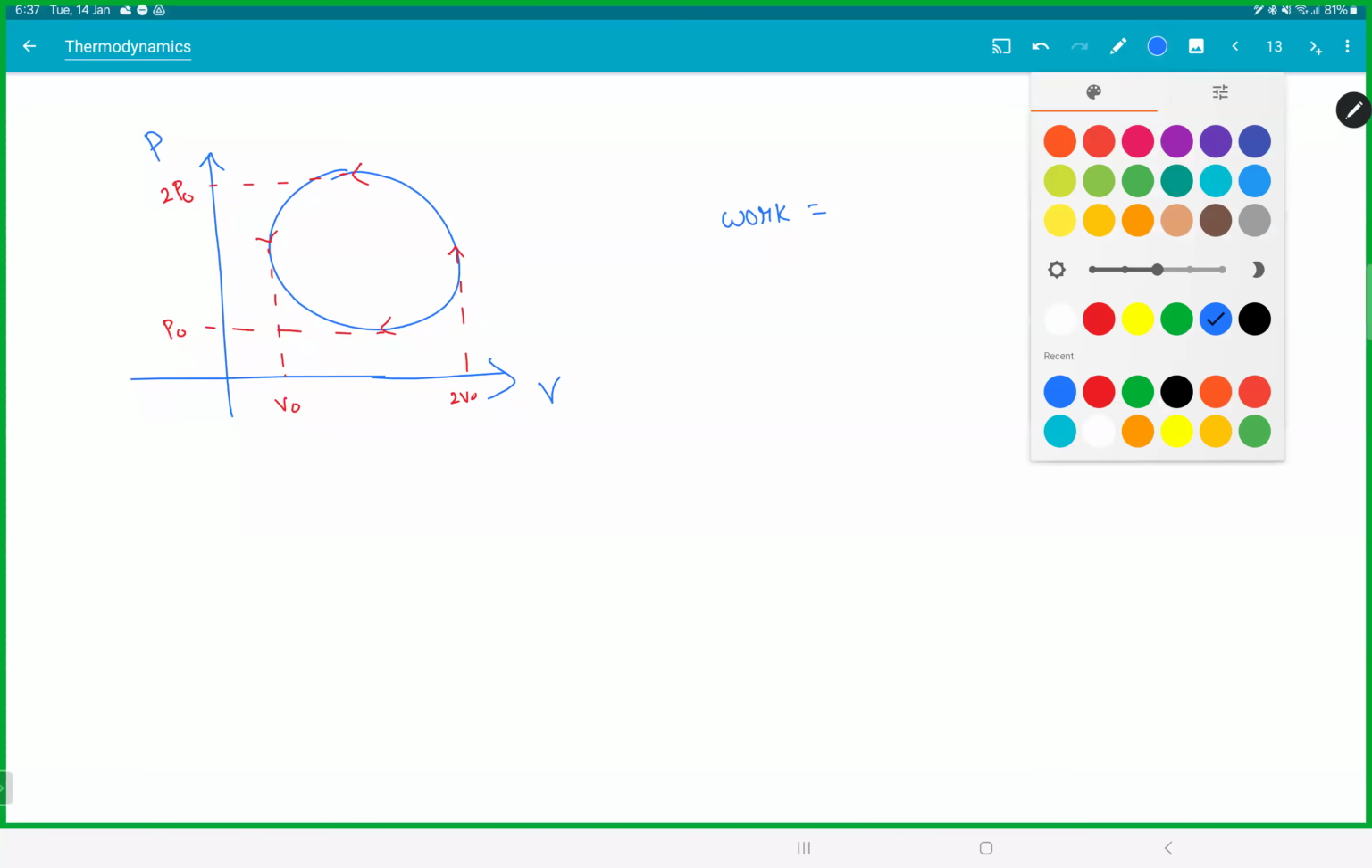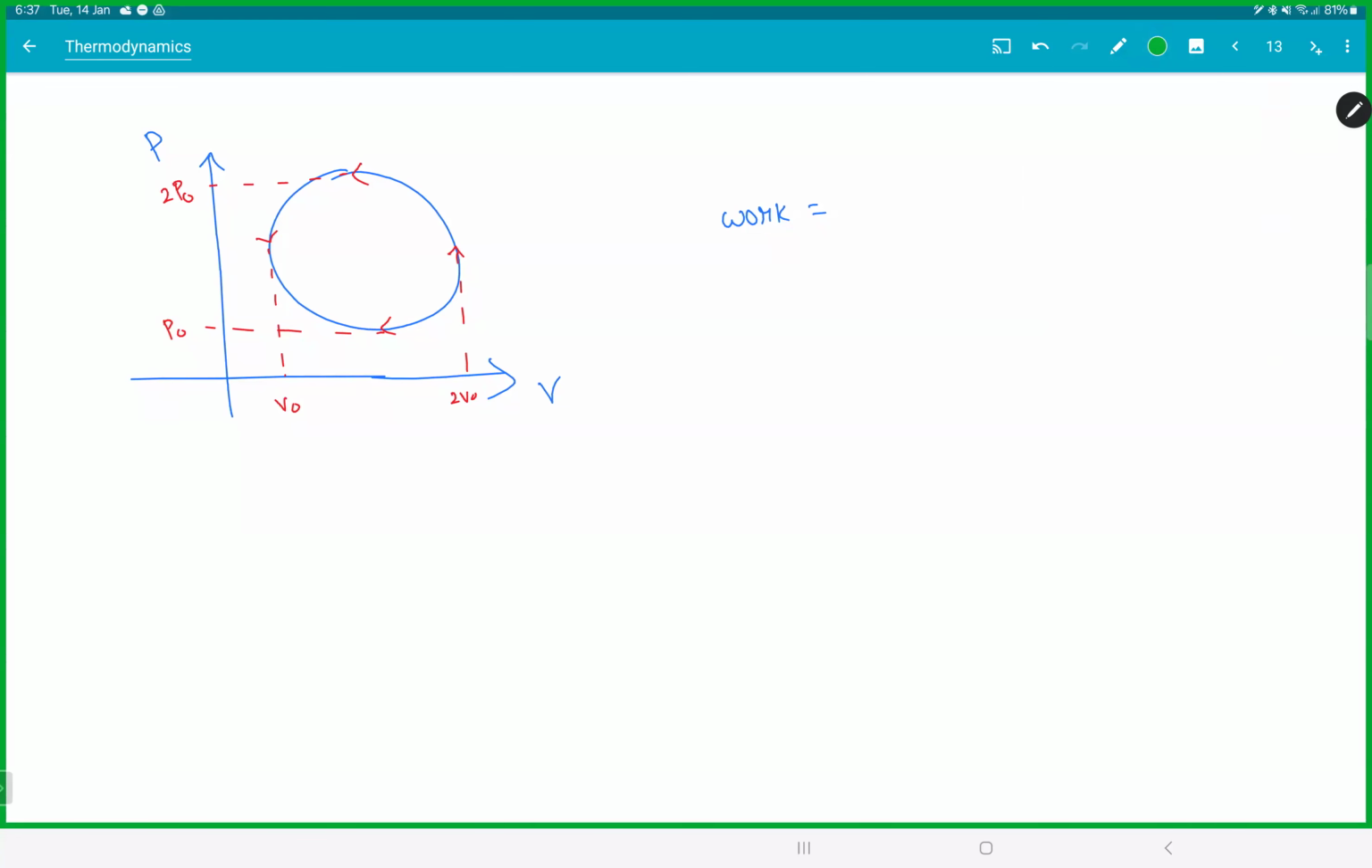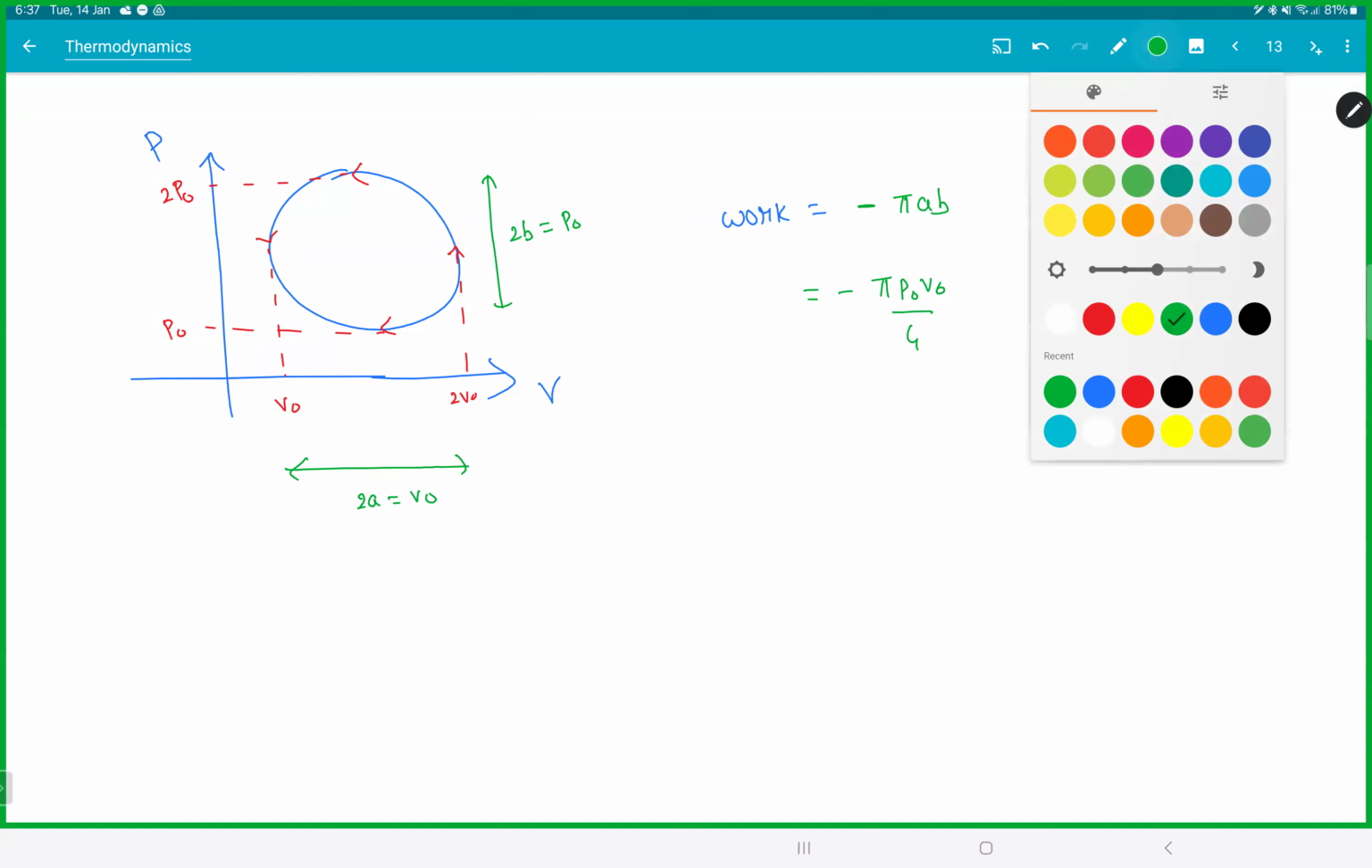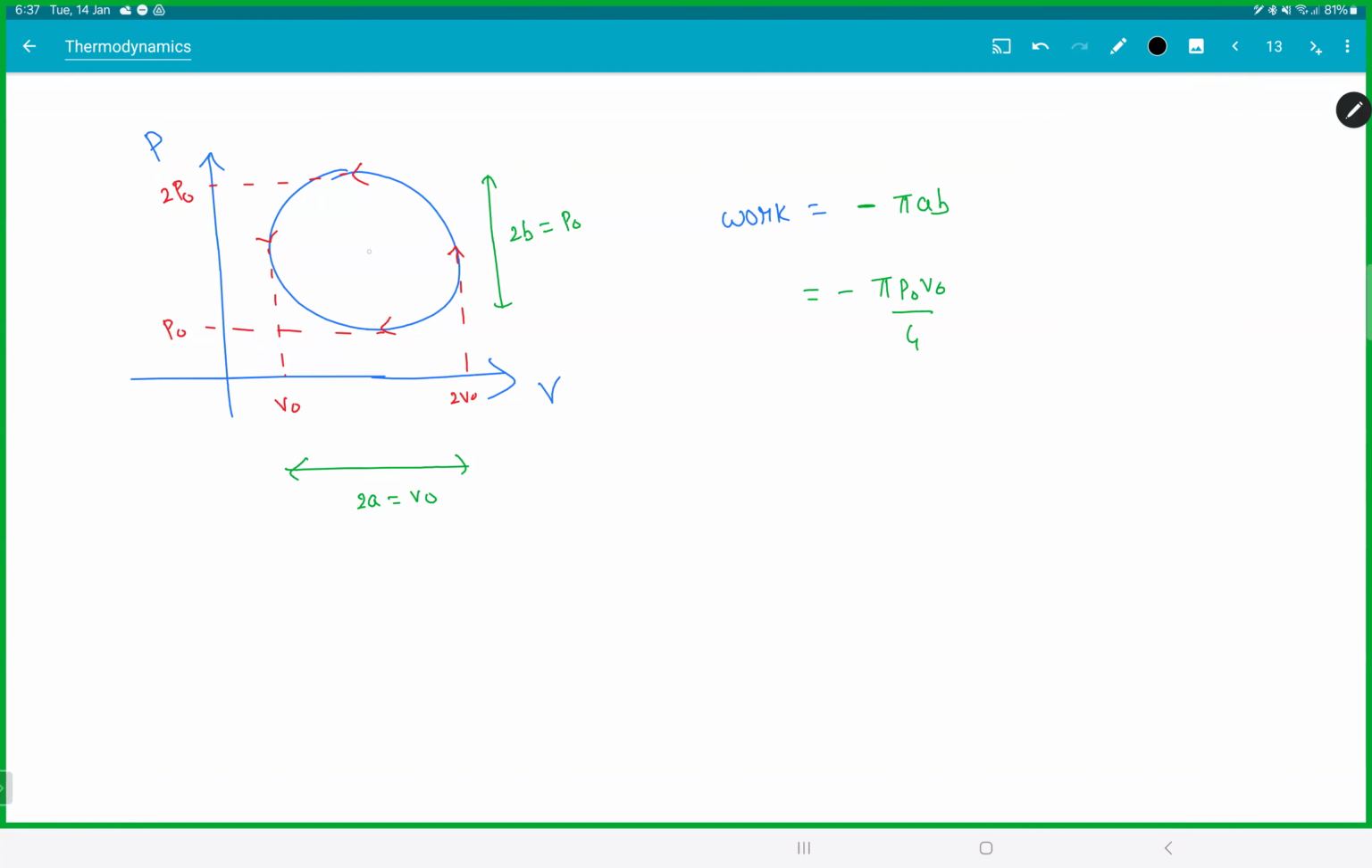How to do this thing? So again, like I said, this is not a circle, this is an ellipse. This is 2A is V naught. This was 2B is P naught. It is going anti-clockwise, so it is minus pi AB. So this is minus P naught V naught by 4. Clear with this? Now, people who thought this was a circle got confused. Like, area is pi r square. They didn't understand, should I take r as this or r as horizontal, because it's not a circle, it's an ellipse.